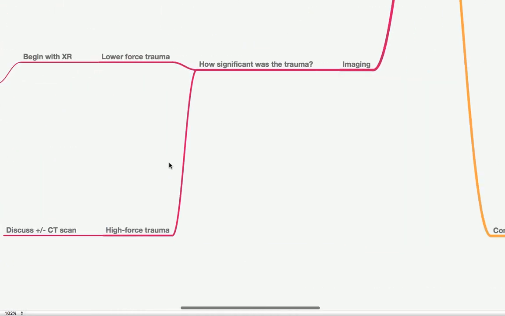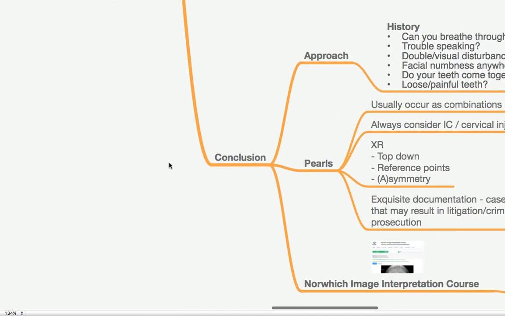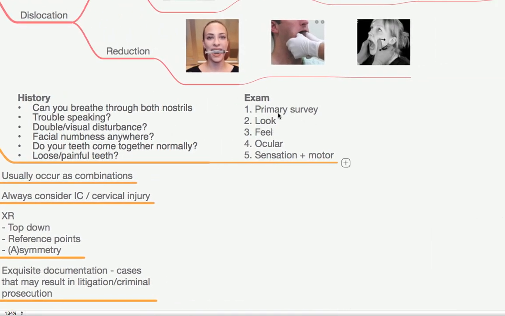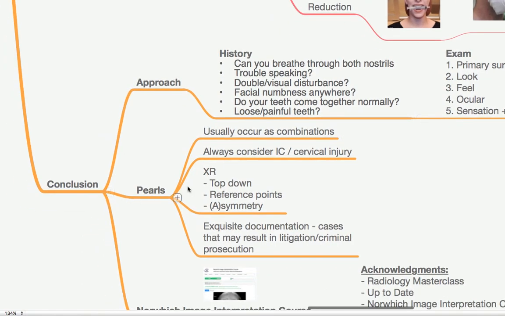Okay, so now just to wrap things up. Conclusion. With your approach, remember those specific questions that you want to ask anyone presenting with facial trauma. Remember your exam. You're going to do your primary survey, look, feel. You're going to do a good ocular exam, sensation and motor, and consider your tongue depressor test if you're worried about mandibular trauma.